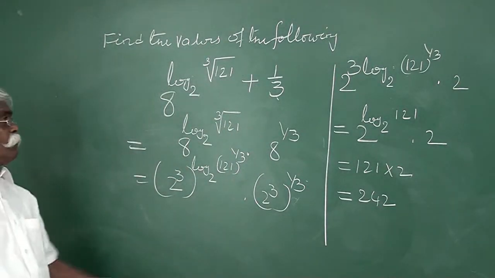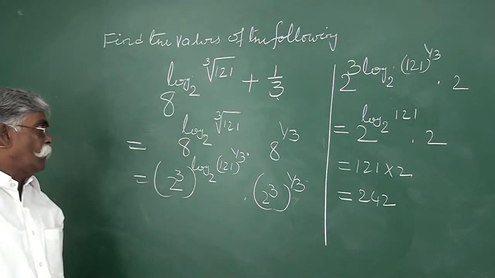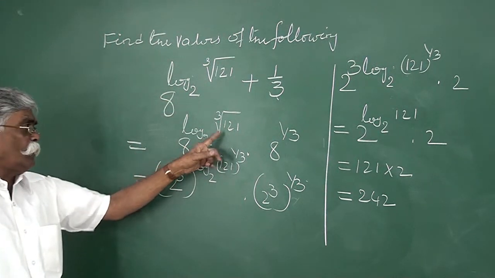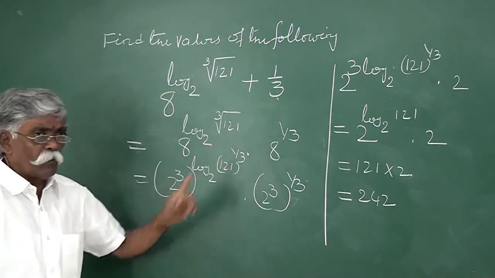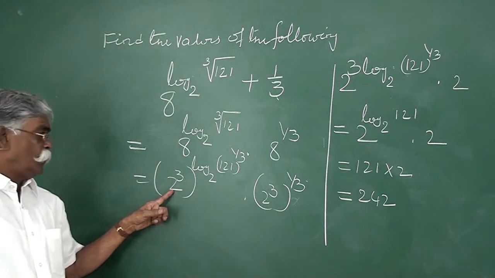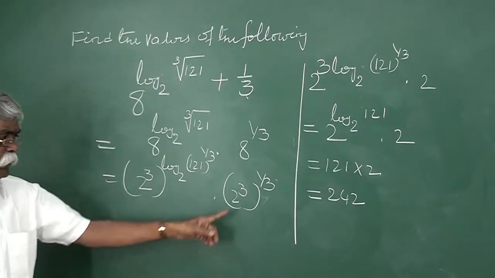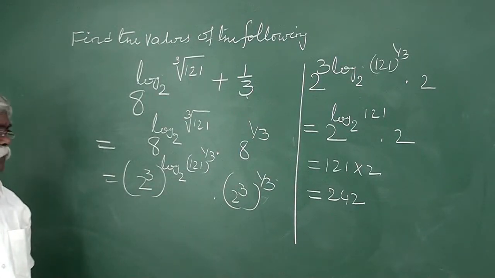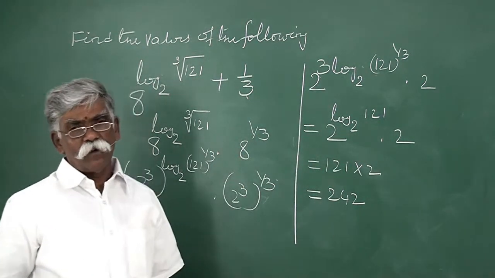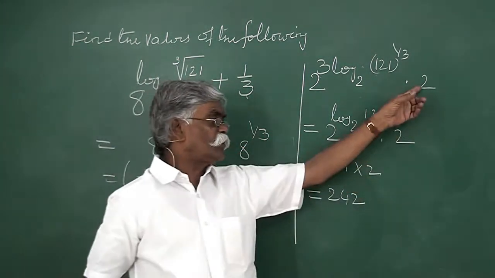So the value of 8 power log of cube root 121 to the base 2 plus 1 by 3: we have written it as 8 power log of cube root 121 to the base 2 into 8 power 1 by 3. And this 8 is written as 2 cube to the power log of 121 to the power 1 by 3 to the base 2, into 2 cube to the power 1 by 3. Now this is written as 2 power 3 log 121 to the power 1 by 3 to the base 2, into 2 cube to the power 1 by 3 is 2.